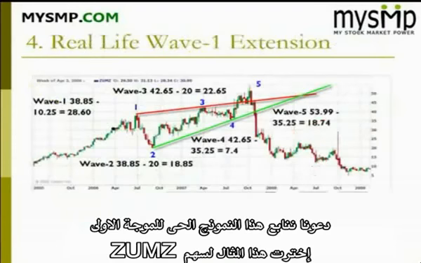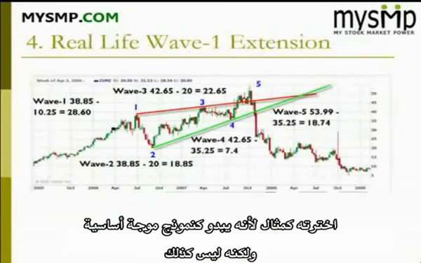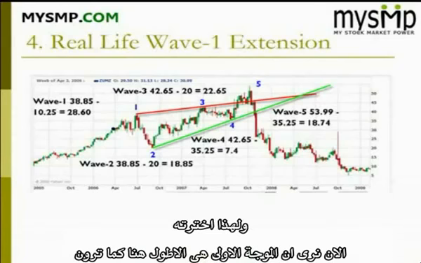Okay, let's take a real life wave 1 extension example. Now, I chose this one. This is ticker ZUMZ. I chose this ticker because it looks like a wave 1 extension, but it's actually not. And that's why I picked this one out.